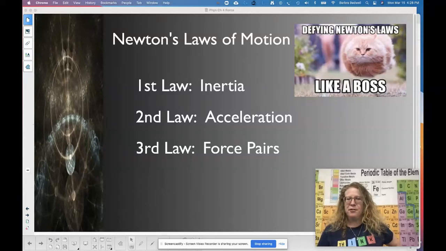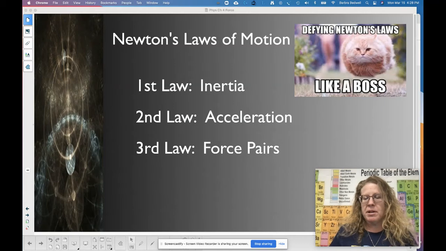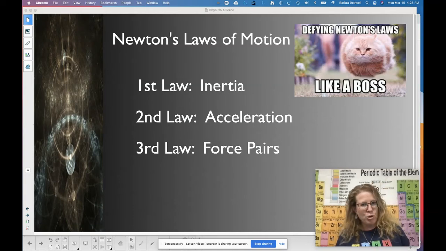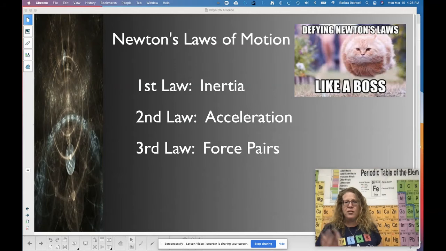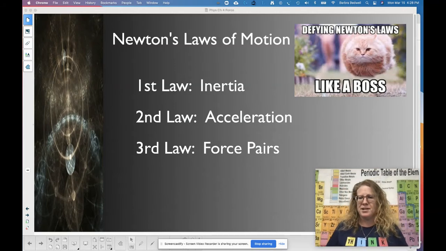Welcome back. We are here for part 2 of our video series on forces. In this particular case, we're going to take a look at Newton's laws of motion, which all have to do with force in one way or another, and how force interacts with motion, obviously, since they're Newton's laws. I know you've heard of Newton's laws of motion before. These are not new. You've heard these since you were in middle school.